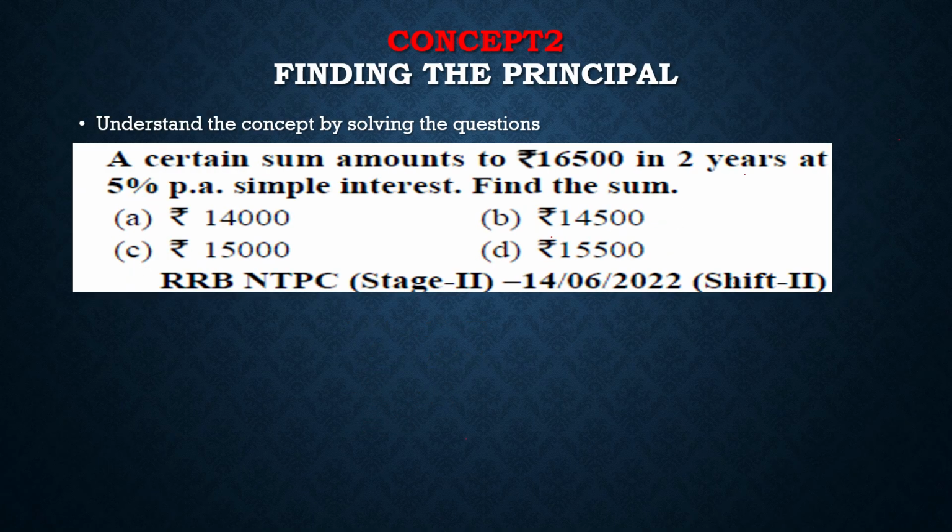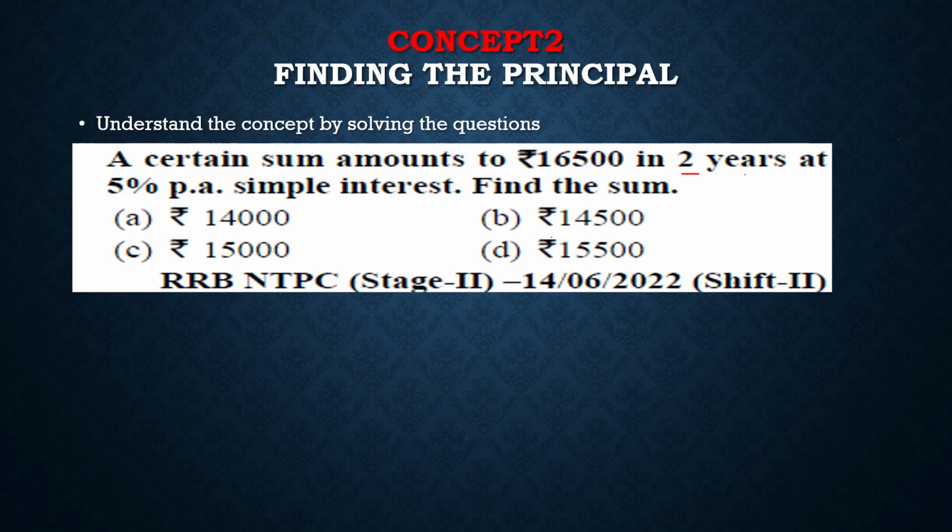Now coming to concept 2, that is finding the principal. Here also you have to understand the concept by solving the question. A certain sum amounts to 16,500 in 2 years at 5% per annum simple interest. Find the sum. The time period is 2 years and the rate of interest is 5%. The amount is 16,500, that means principal plus simple interest. The simple interest for 2 years is 10%.